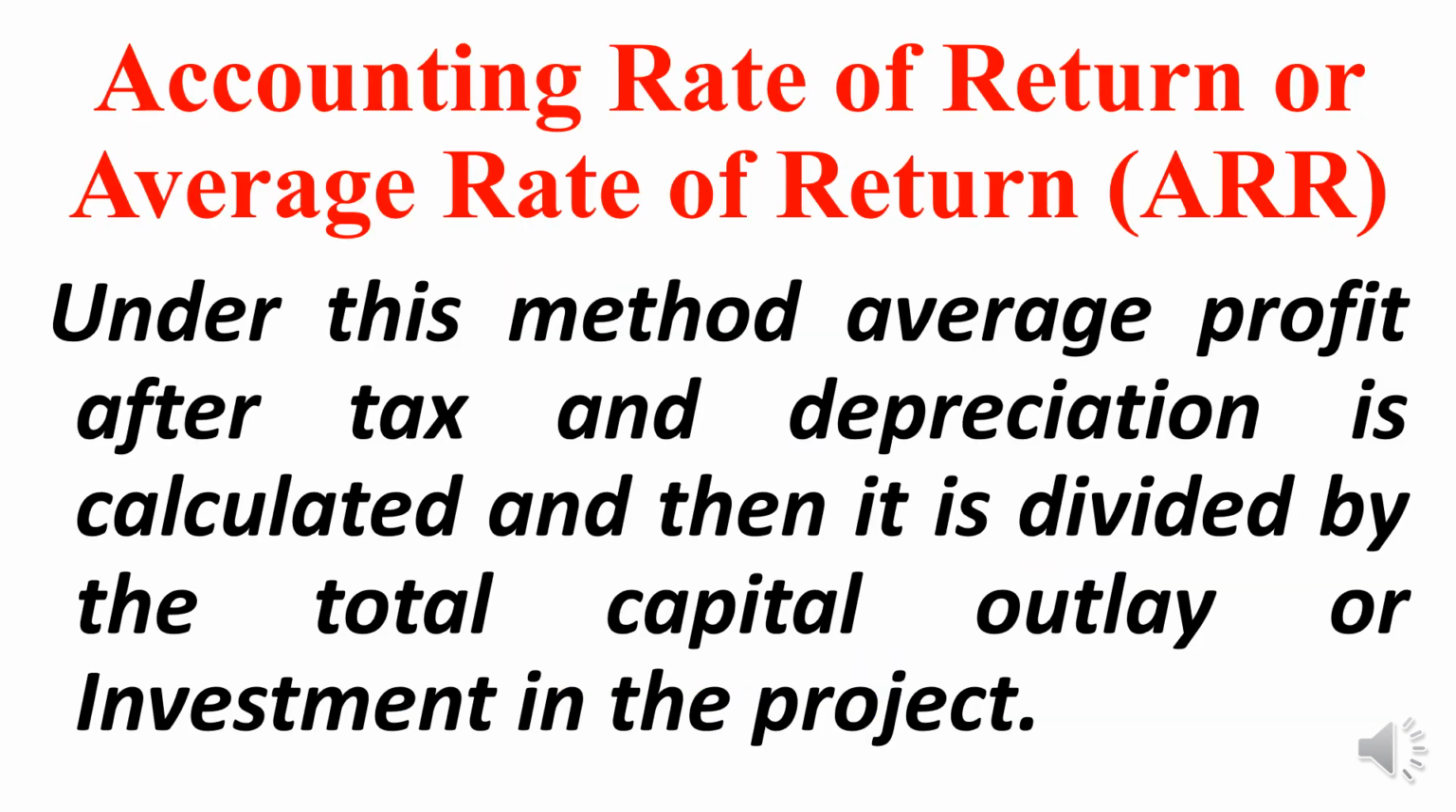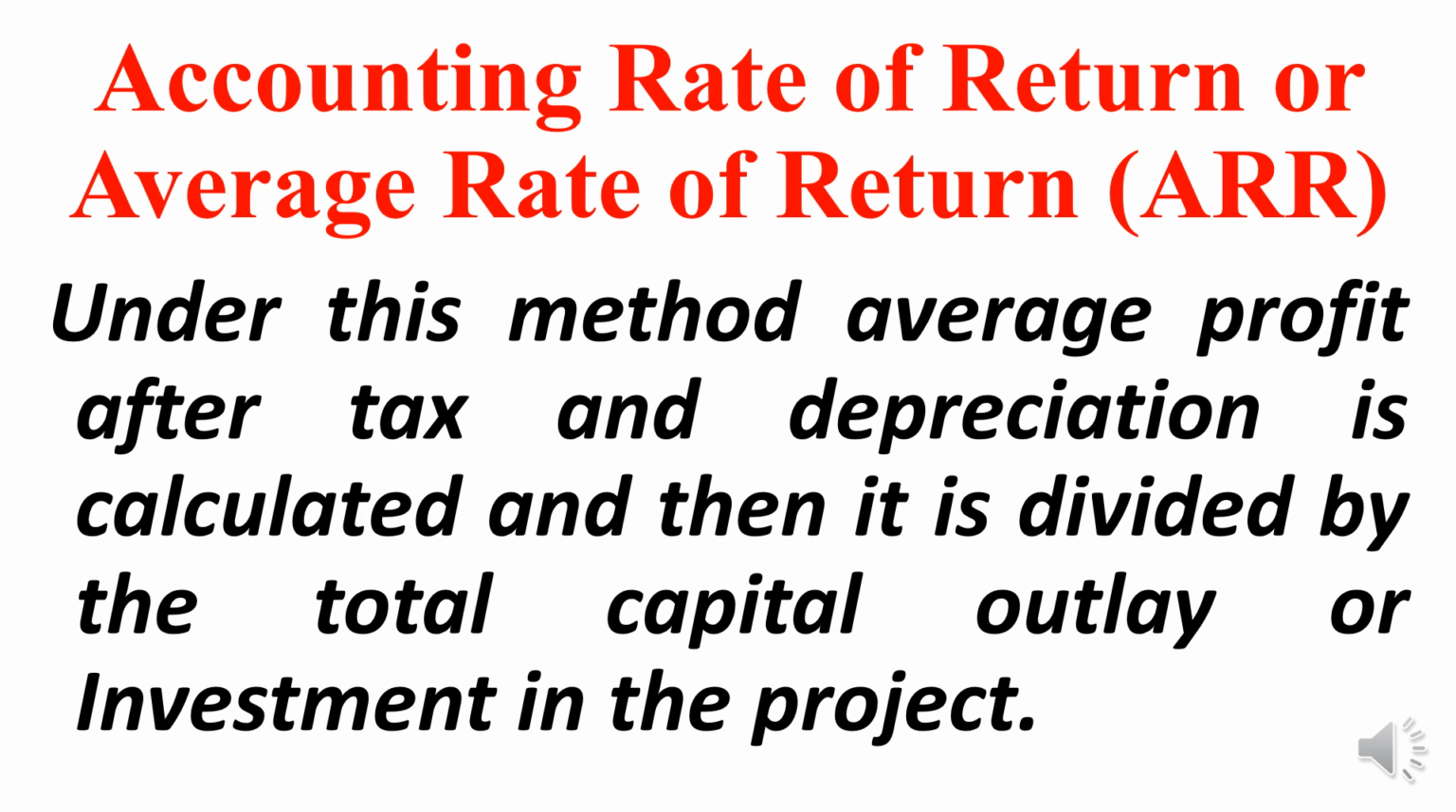Accounting rate of return or average rate of return, both names we will use, don't get confused, both are the same. In this method, we take the average profit after depreciation and taxation, and that amount will be divided by the investment that we made. With the formula, average annual profit after tax divided by investment into 100, we will get the percentage rate of return the project is earning.